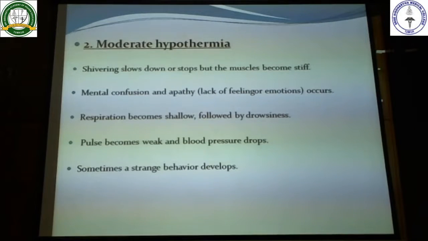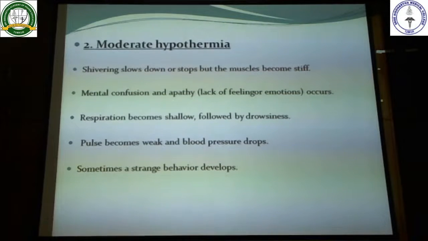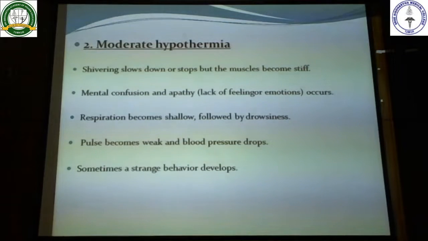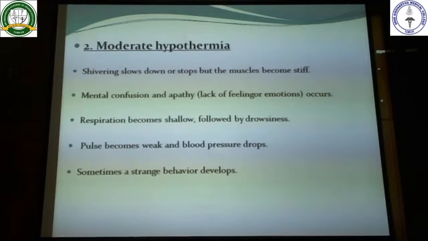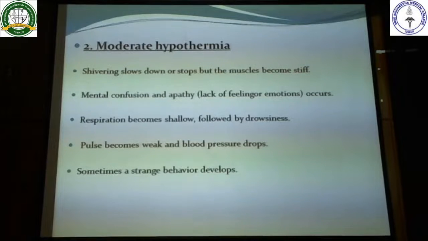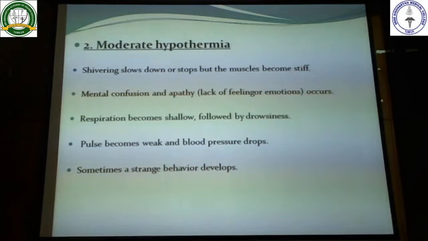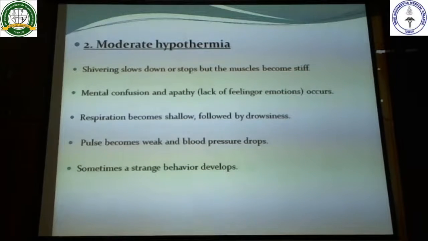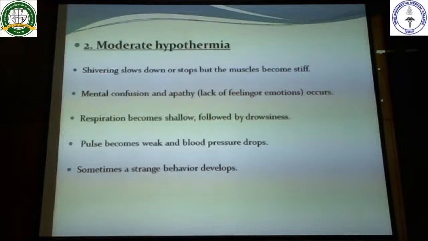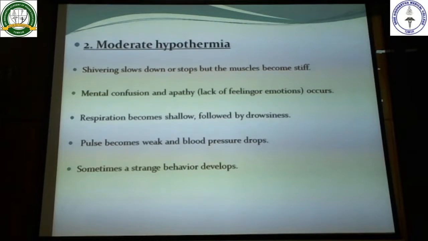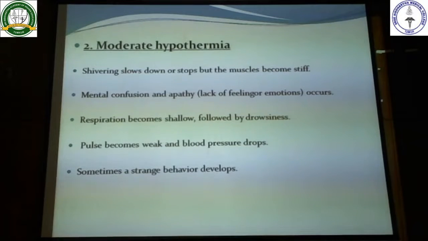Next, moderate hypothermia. Once the person shifts from mild to moderate hypothermia, the shivering, which was intense during mild hypothermia, slows down, and it can stop also. But because of the continuous shivering, the muscles would have ended up in stiffness, right? Next, mental confusion will develop, and apathy, a lack of feelings or emotions, because of the hypothermia his mind will be blocked, right?